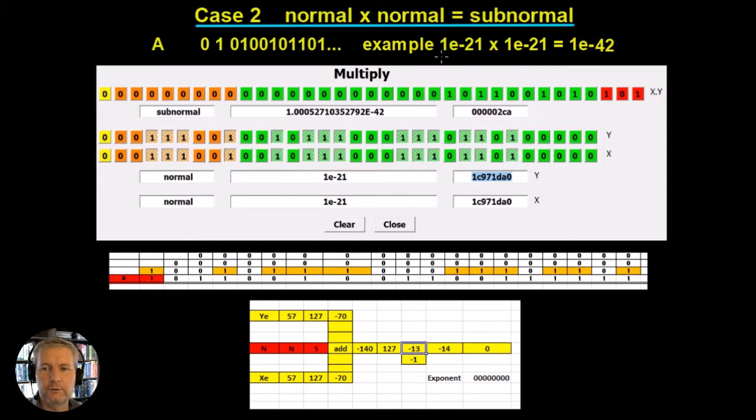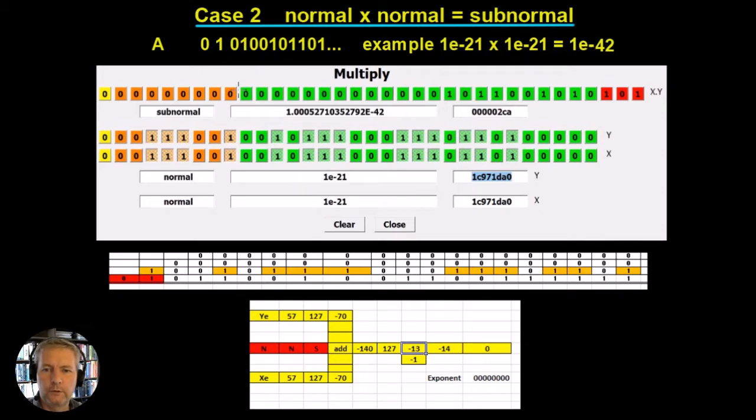An example of this would be 1e to the minus 21 times 1e to the minus 21, which gives us 1e to the minus 42. I've put those into the little tool here, and you can see that both of these are normal numbers, but when we multiply them together we're going to get this number here, which is a subnormal number.